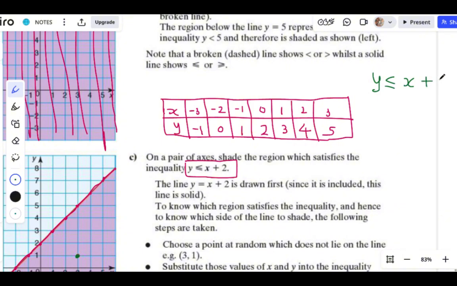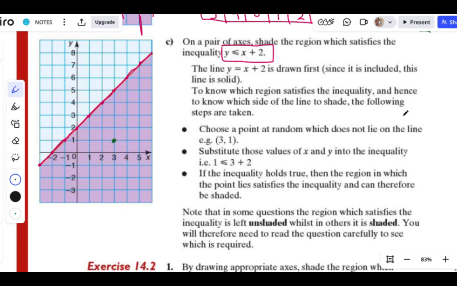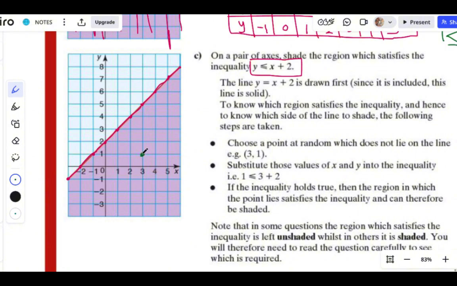Now the coordinate we chose was x is 3 and y is 1. Since y is 1, I put 1 here. I check whether the left side will be less than the right side. And x is 3. 3 plus 2 is 5, right? Is 1 not less than 5? Y is less than 5, right? So because y is less than 5, this is the right region which satisfies the inequality. Since they say shade the region which satisfies the inequality, we shade the whole of this side.